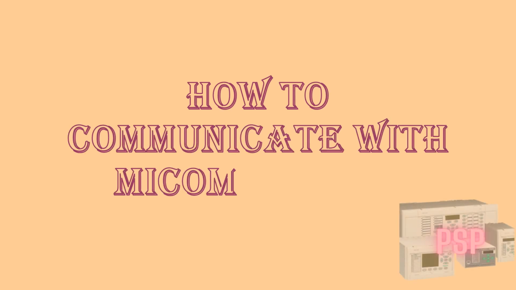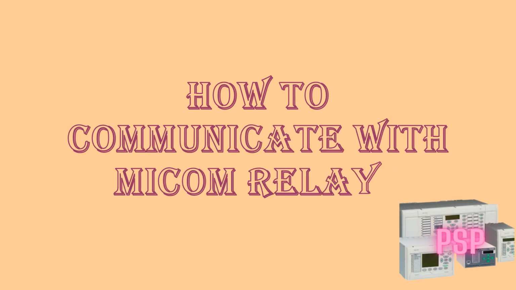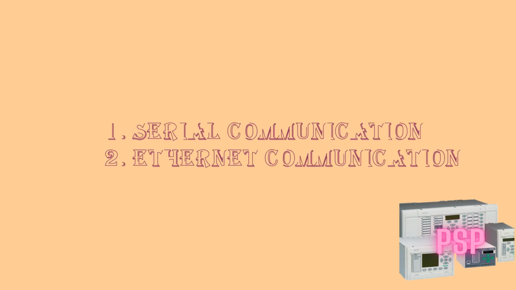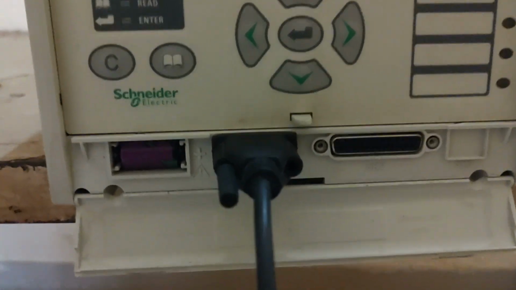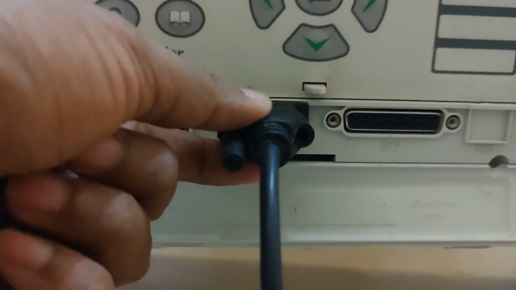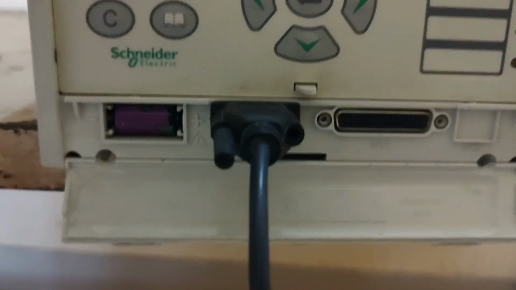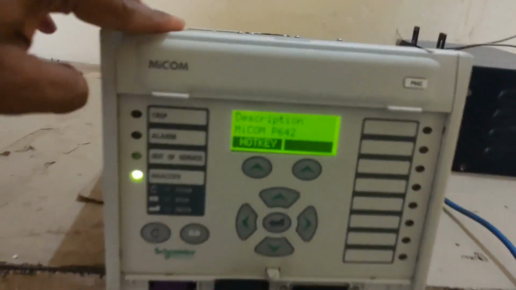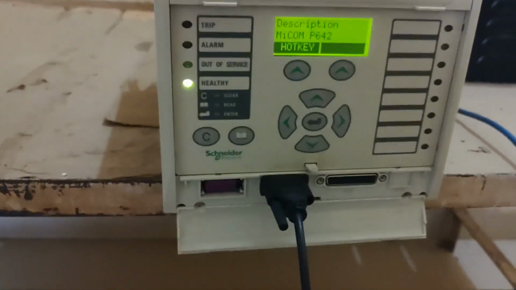Hello friends, today we will see how to communicate with Micom relays. There are basically two communication protocols. One is serial communication, another is Ethernet communication. The relay we are having is Micom P642, which is having a DB9 serial port in the front and an RJ45 Ethernet port at the back side of the relay.